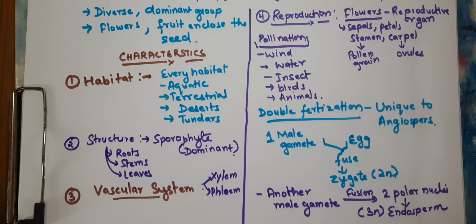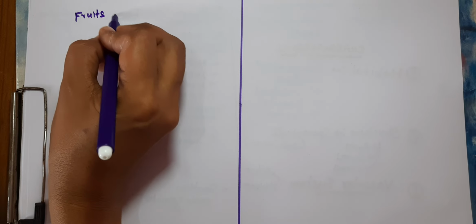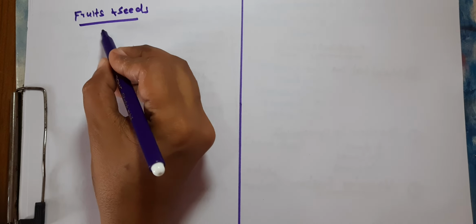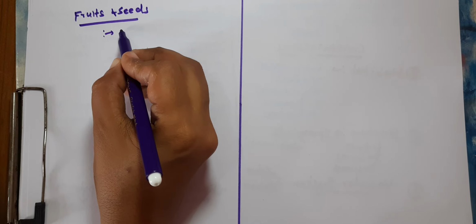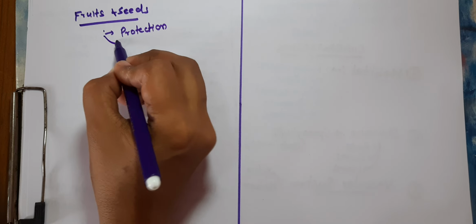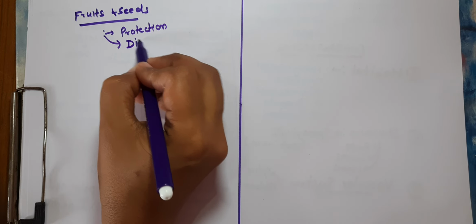So this is all. Now let's talk about the fruits and seeds. I already told you that seeds are enclosed within a fruit, and this helps in protection and also aids in dispersal. So why are they enclosed? For protection, and it will also help in dispersal.